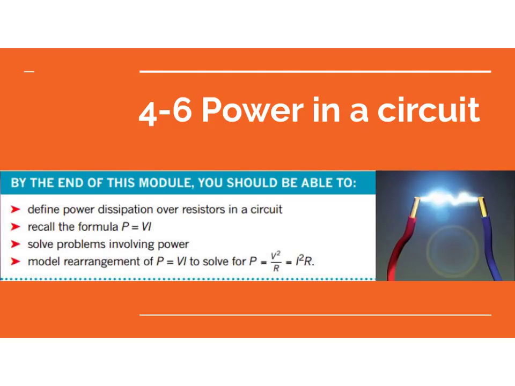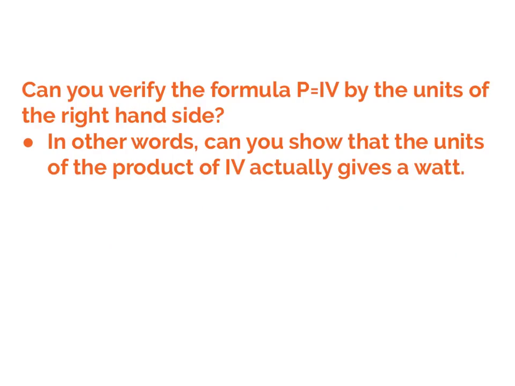Okay, so today's module is looking at defining power dissipation over resistances in a circuit, or resistors in a circuit. Looking at a formula that we should be pretty familiar with now: power is equal to voltage times current, and solving problems using power, and modeling the rearrangement of P equals VI to solve for different values of R and V, or I and R. So we can go through this step by step.